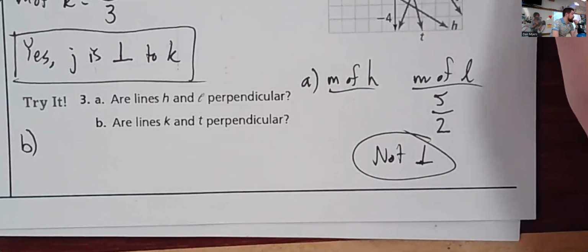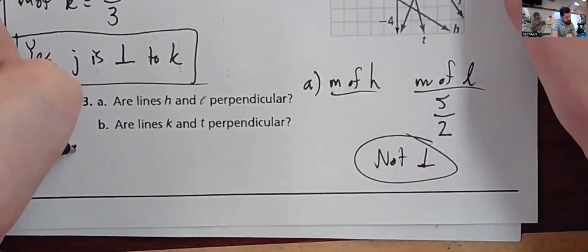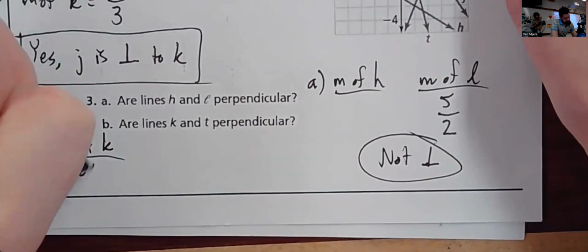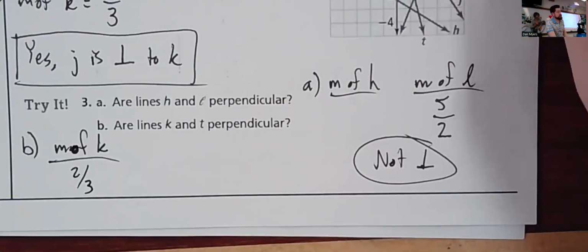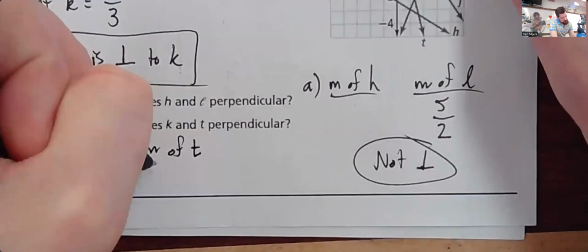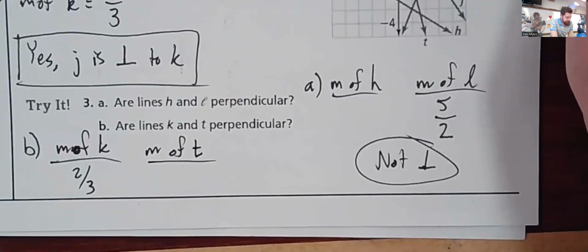They already know the slope of line K. So what's the slope of line T? Anybody have it?